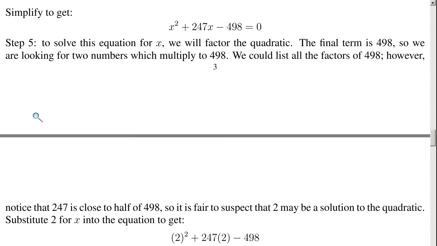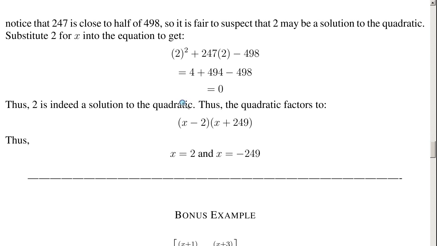So let's look at the equation again. X squared plus 247x minus 498 equals 0. If we were to plug in 2 into here and here, and the result equals 0, then we have found one of our solutions. So we're going to suspect that 2 is a solution. We're going to try it just to see if it works. And so that's what we do. We try it. We get 2 squared plus 247 times 2 minus 498. And look at that. Turns out that it equals 0. Because 4 plus 494 minus 498 is 0.